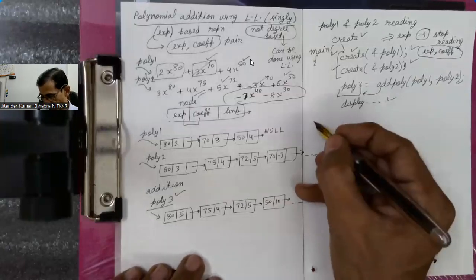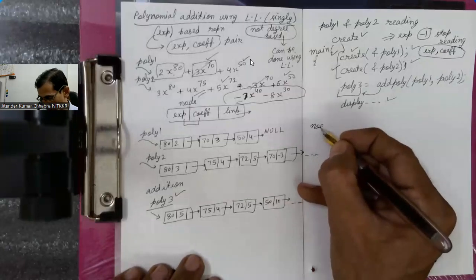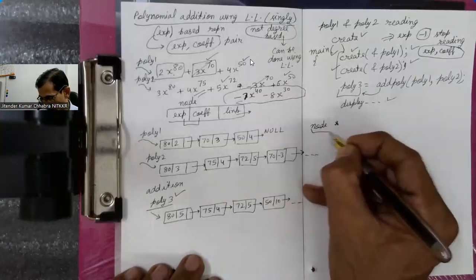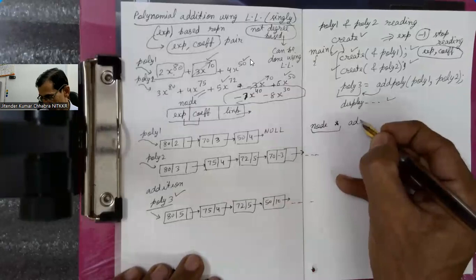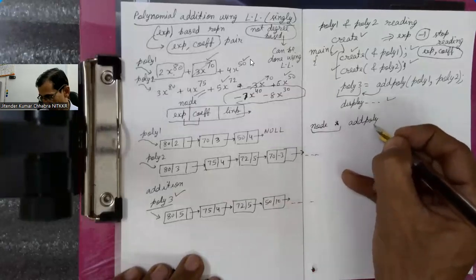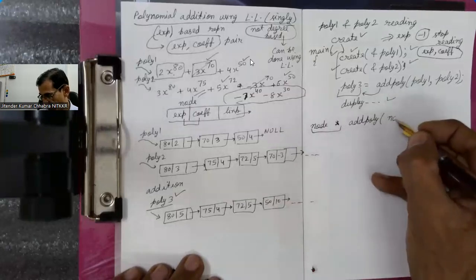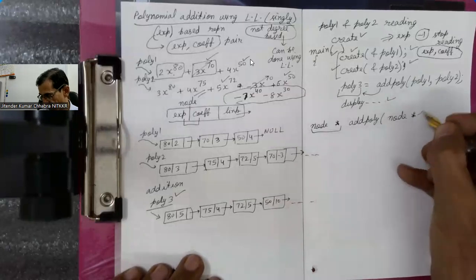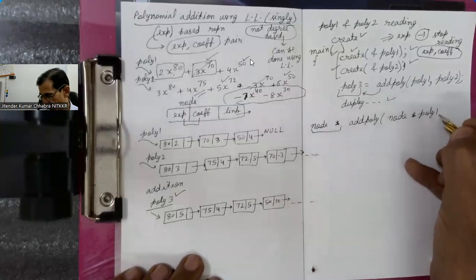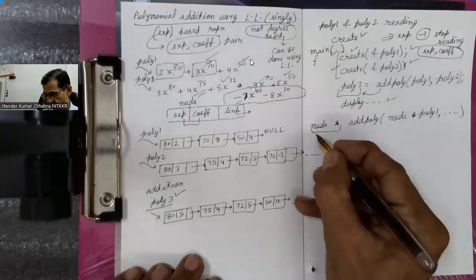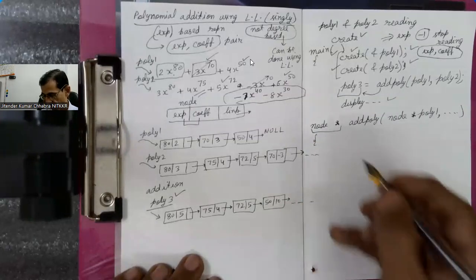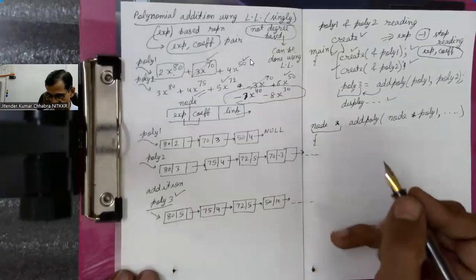Then add poly. So that will mean my node star will be the add poly return type. Add poly will be supplied here with proper syntax for poly 1 and poly 2, etc. And now I have to do the coding. How to do coding? My coding is again simple.